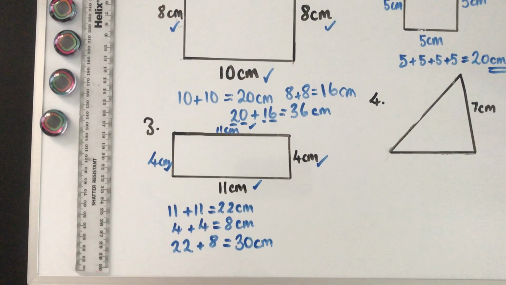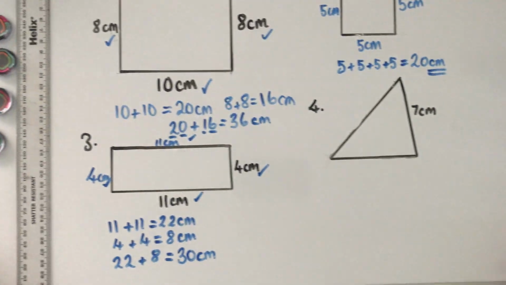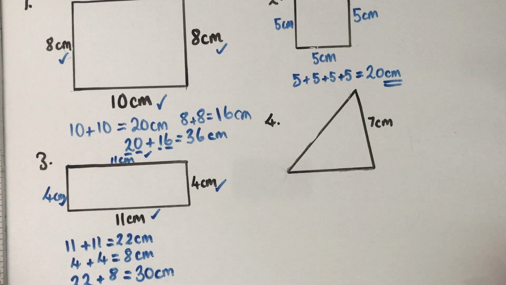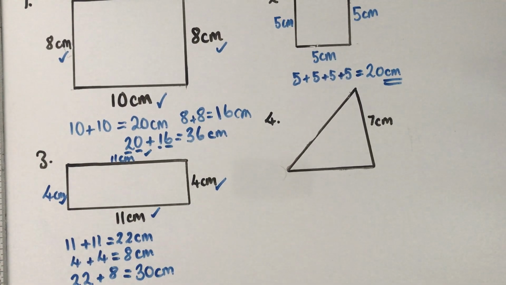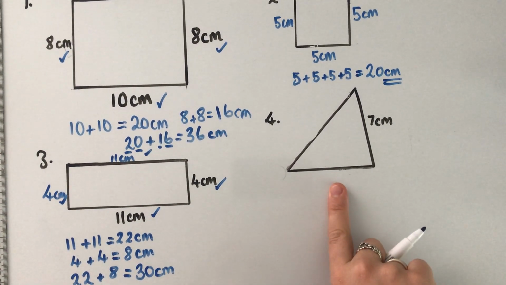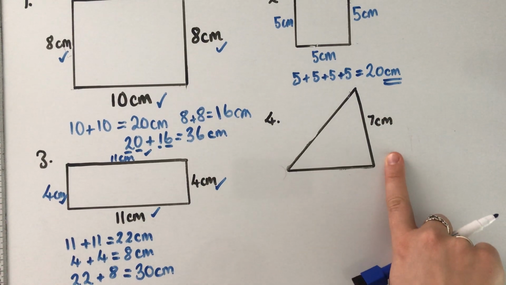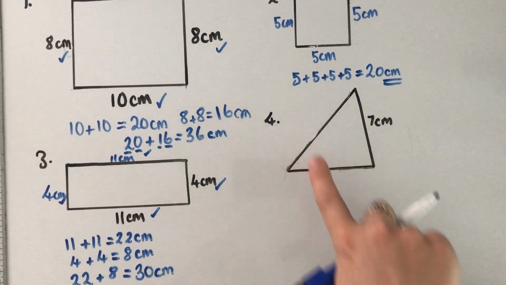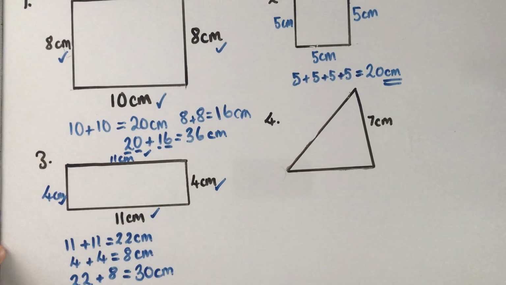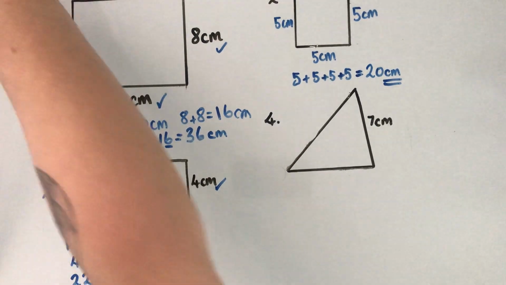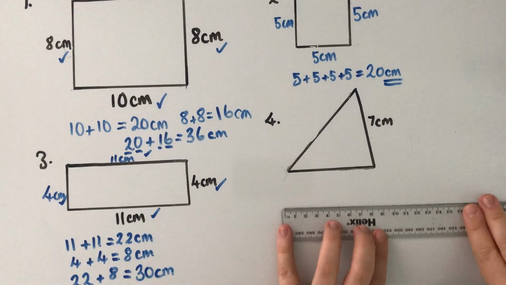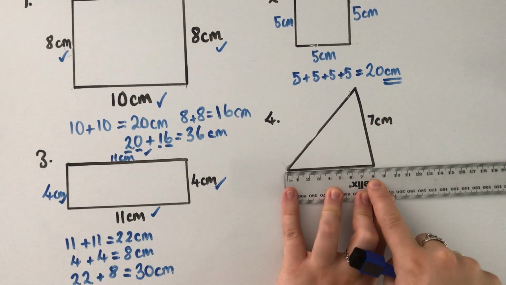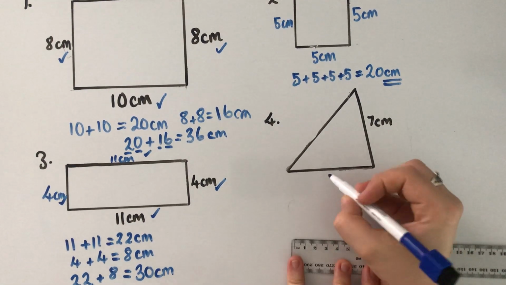Fantastic. Okay, on to our final one that we'll do together before you guys can go and get started on your own worksheets. So, this shape, triangle. We can see that that one's 7 centimetres, but that doesn't necessarily mean that any of these sides are 7 centimetres either. So our best bet is to measure it. So, let's have a look. Can you see what that one is? It's on the number 8, so it's 8 centimetres.